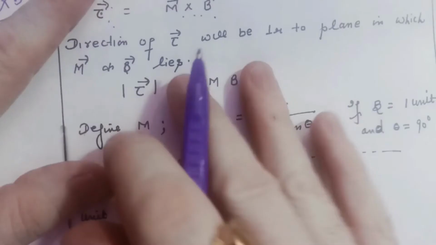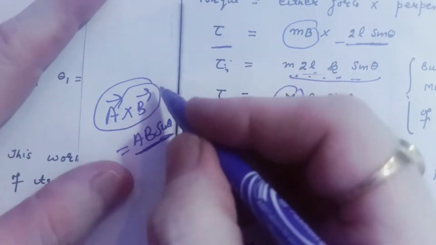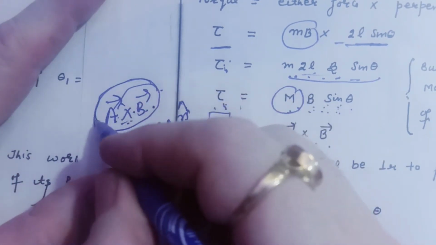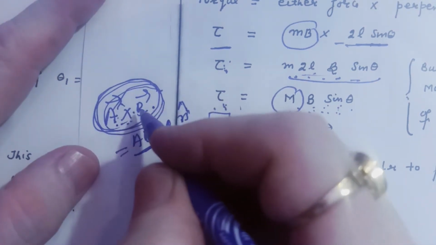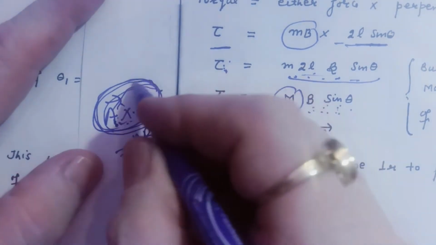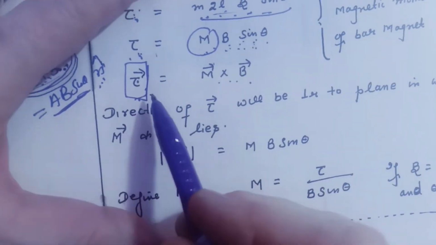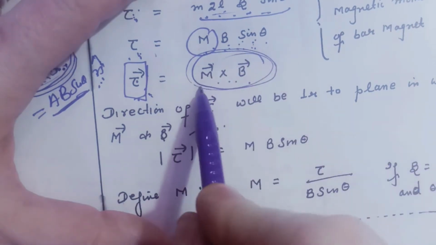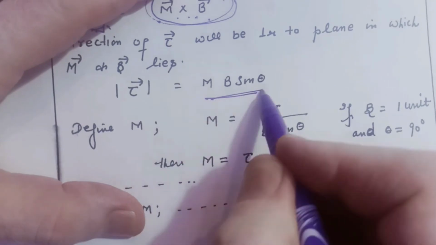Okay, and what will be the direction of the torque? Think about the direction of A vector cross B vector. The direction of this cross product is perpendicular to the plane in which A vector and B vector lie, meaning perpendicular to both. Similarly, the torque vector will be perpendicular to the plane in which there is m vector and B vector. Now in magnitude it is mB sine theta.